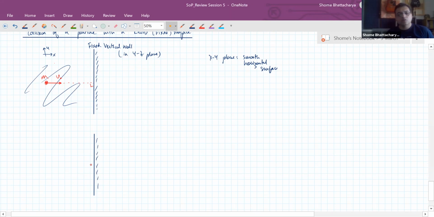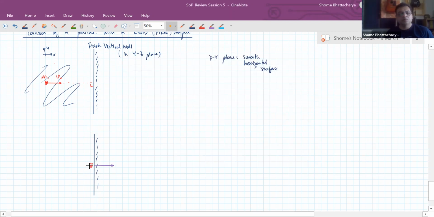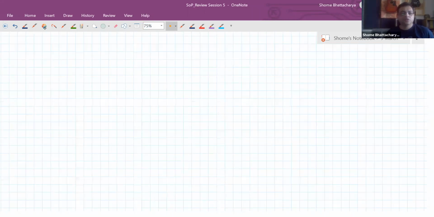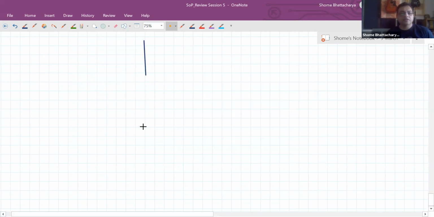As the particle comes and hits the wall, it will apply an impulse on the wall in this direction, and the wall will apply an equal and opposite impulse in this direction. This is the collision impulse J. As a result, the particle will recoil along the same axis. So this becomes a one-dimensional situation, because the axis of motion remains the same. Only the direction of the particle gets reversed along that axis.